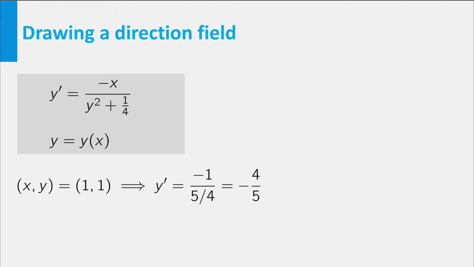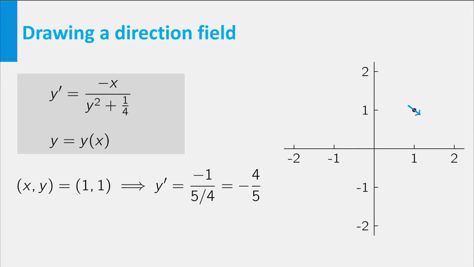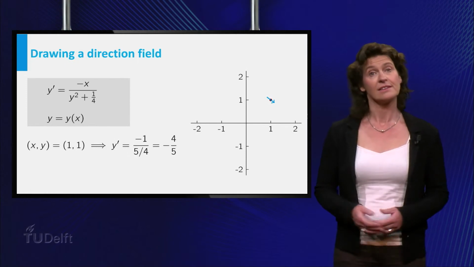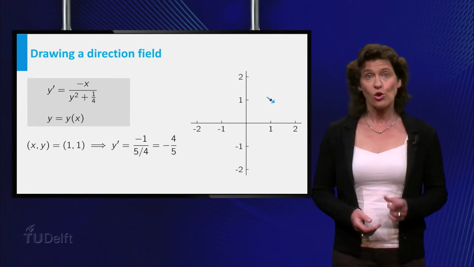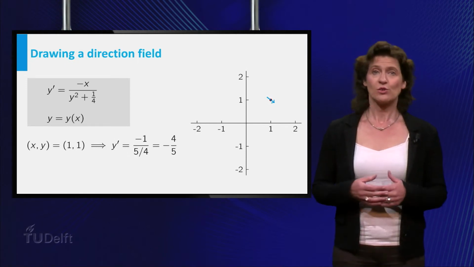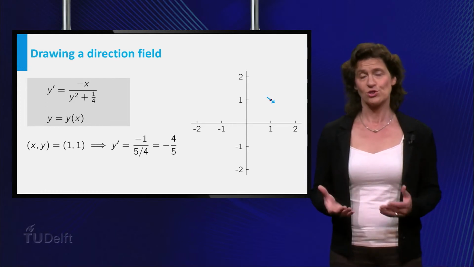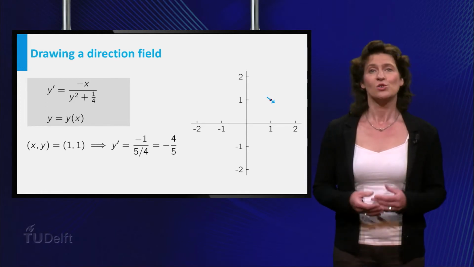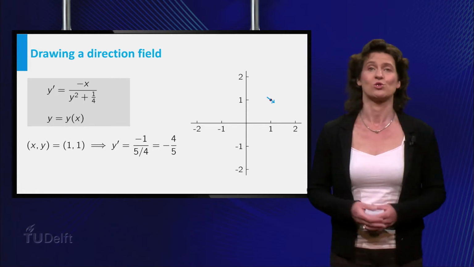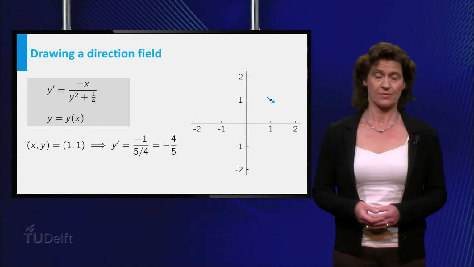What does this mean? It means that the tangent line at the graph of the solution in the point (1, 1) has slope -4/5. Here you see a small part of this tangent. So without having solved the differential equation, without knowing the explicit formula for the solution, you found the slope of the graph of the solution at x equals 1.